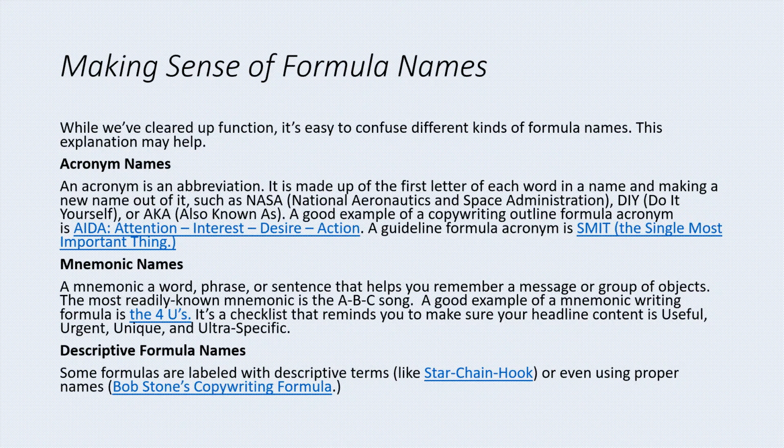And then, of course, the final type of formula name would be a descriptive formula name, and we're going to look at these in a future lecture. Some of these are labeled with descriptive terms like star, chain, and hook, or even proper names like Bob Stone's copywriting formula.